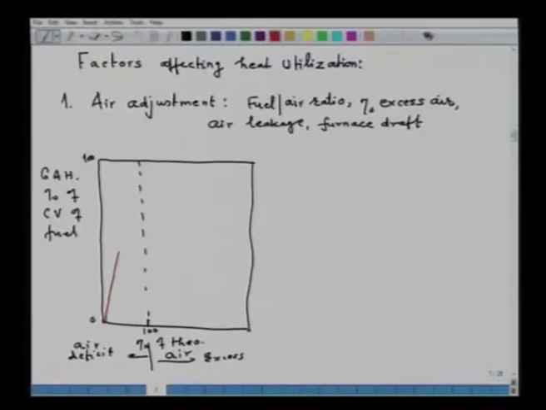So, this plot, which is gross available heat in terms of percentage of calorific value of the fuel, if I plot against percentage of theoretical air, then naturally it will be a function of process critical temperature. So, for example, if I take 25 degrees Celsius as the process critical temperature, there is no heat loss. The maximum amount of heat will be available. All the heat will be available to you in the process.